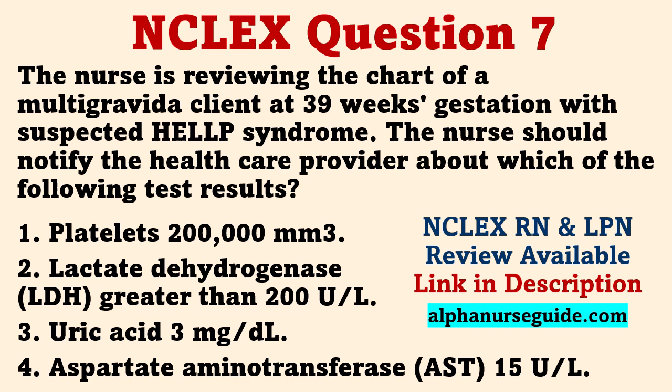The correct answer is 2. The normal value of LDH in a non-pregnant person is 45 to 90 units per liter. LDH elevations indicate tissue destruction that can occur with HELP syndrome. This platelet range is in the normal range and remains unchanged during pregnancy. Uric acid in a non-pregnant woman is 2 to 6.6 milligrams per deciliter. AST normal range is 4 to 20 units per liter.